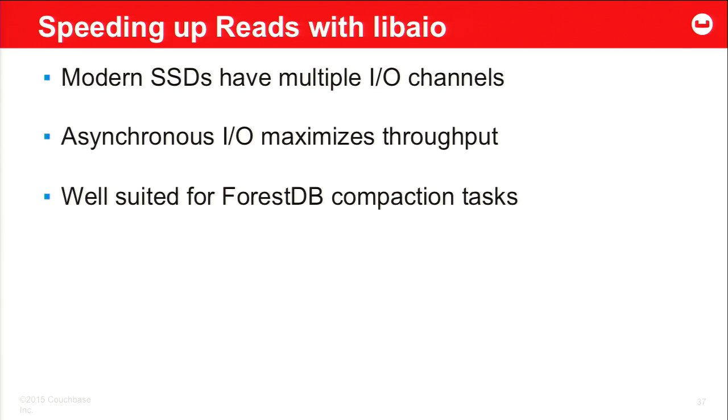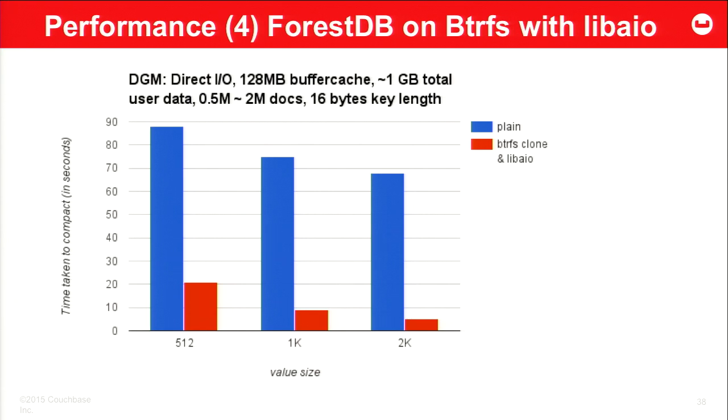But here we tried the same ForestDB with the libaio library, because it's well suited for this particular task of compaction. Because in compaction, we need to read all those blocks from the old file. And when we use libaio, here are the results that we see, which is in the DGM scenario. That is where we are I/O bound.